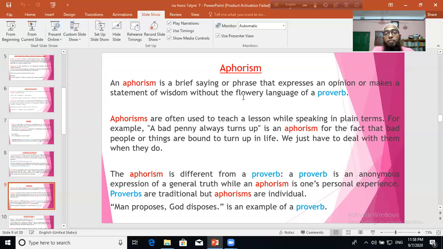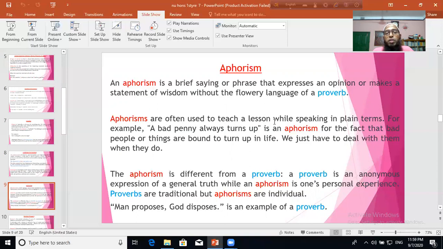Aphorism is a brief saying or phrase that expresses an opinion or makes a statement of wisdom without the flowery language of a proverb. So aphorisms are often used to teach a lesson while speaking in plain terms. If you can remember, studies serve for delight, for ornament, and for ability. The very first sentence of Of Studies written by Francis Bacon. The very terse, I mean short, small sentence, but it gives a lot of meaning. If you illustrate this sentence, you can write 2 or 3 pages if you try to interpret it. So, I mean, a very precise and terse sentence, but it has wisdom.